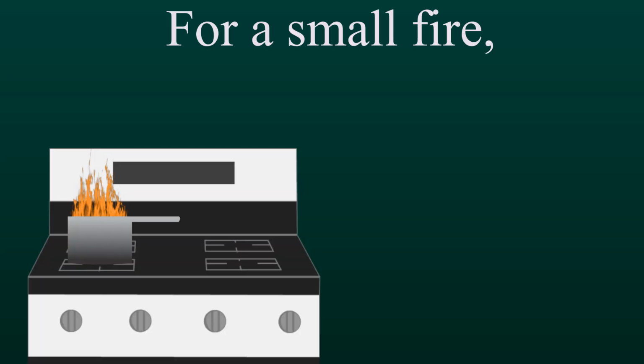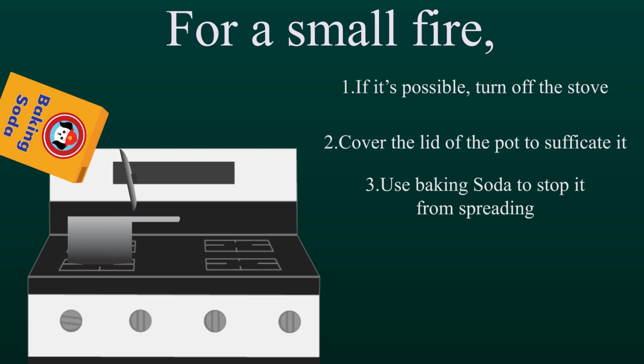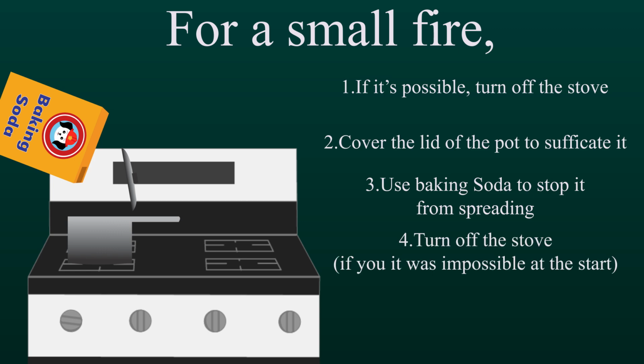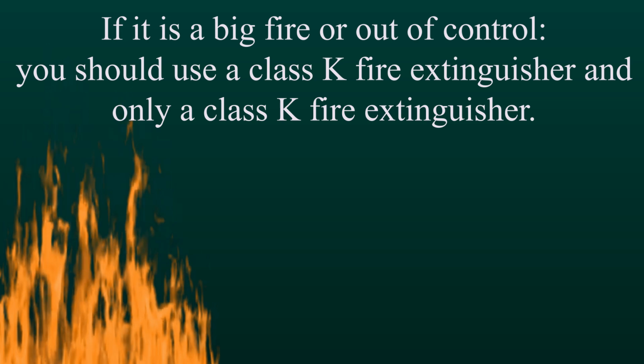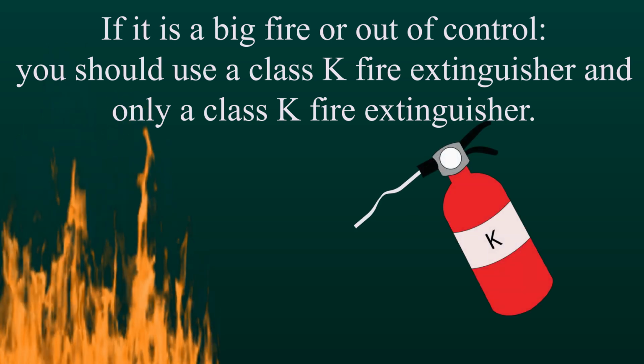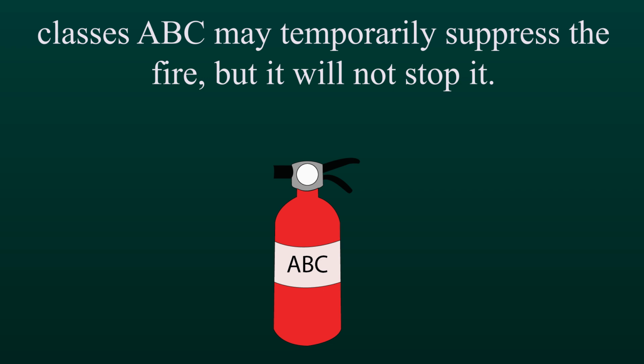For a small fire, if possible, turn off the stove. Cover the lid of the pot to suffocate it. Use baking soda to stop it from spreading, then turn off the stove. If it is a big or out of control fire, you should use a Class K fire extinguisher and only a Class K fire extinguisher. Classes A, B, or C may temporarily suppress the fire, but it will not stop it.